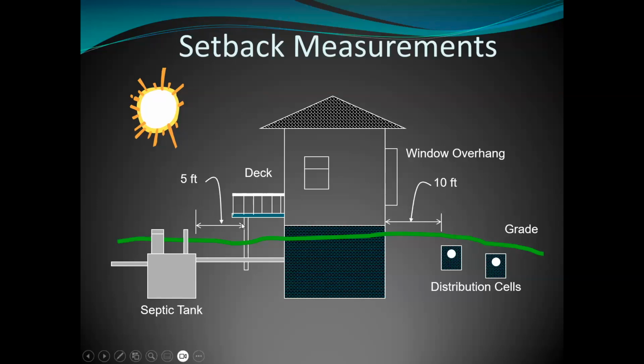So here we have a post supporting a deck. That is where we measure from. We have to be 5 feet from a tank to a support post on a deck. Deck can be cantilevered over it as long as we have access to get in here to pump or service or whatever, but it's a support post.